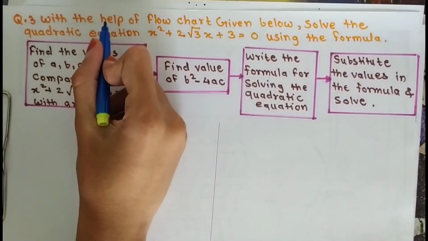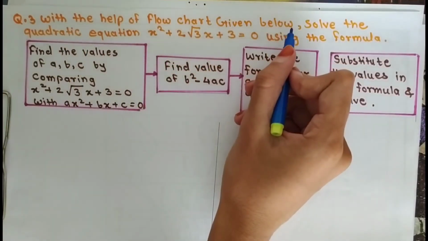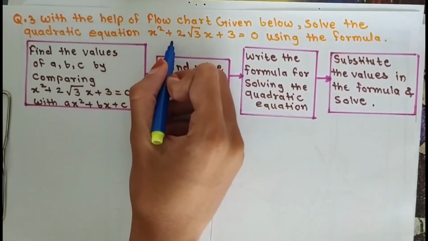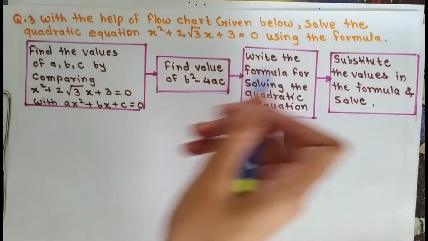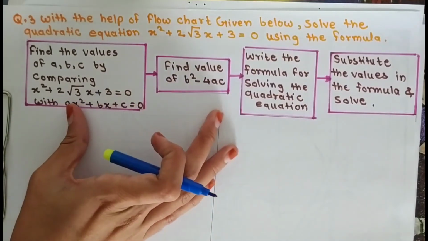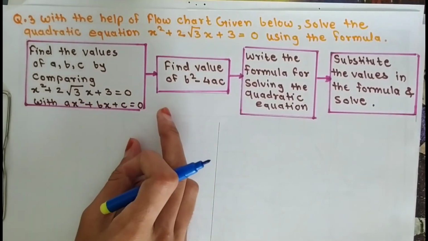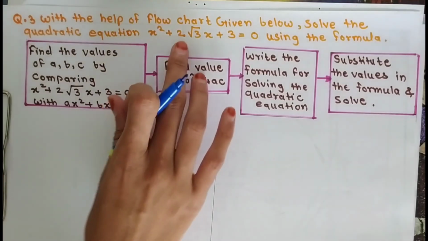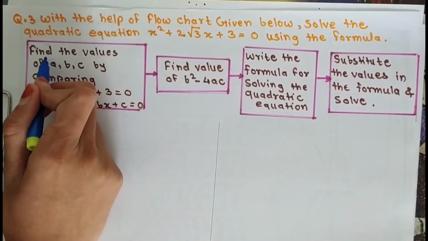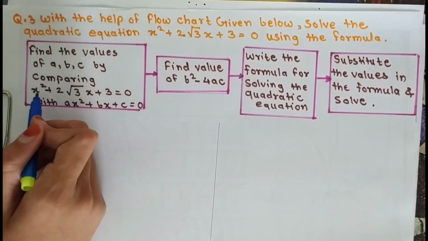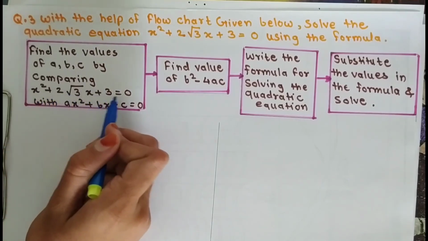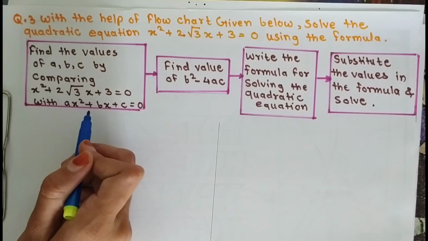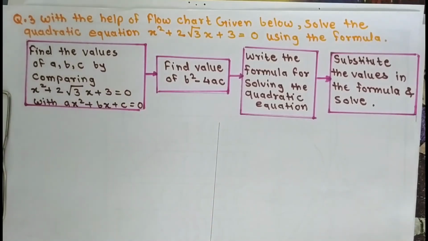Question number 3 is, with the help of the flowchart given below, solve the quadratic equation x square plus 2 root 3x plus 3 is equal to 0 using the formula. Here one flowchart is given and by using this flowchart you have to solve this equation. So first, find the values of a, b, c by comparing x square plus 2 root 3x plus 3 is equal to 0 with ax square plus bx plus c is equal to 0.